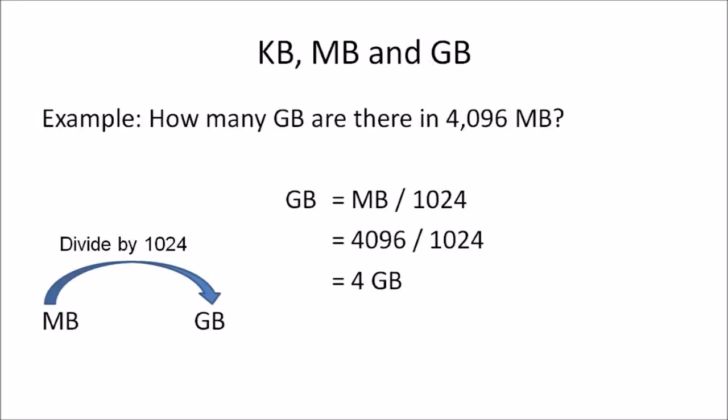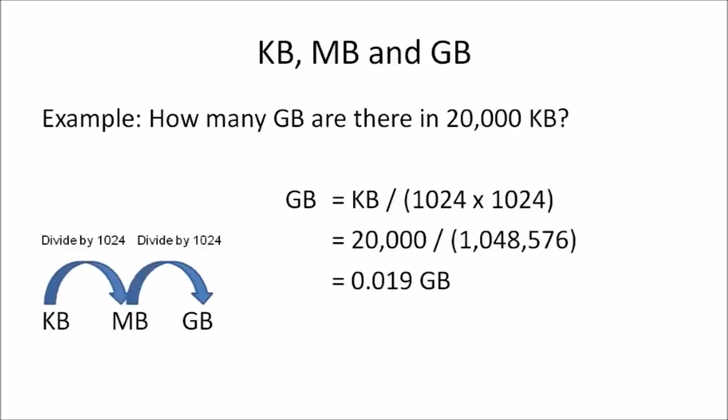In this example, how many gigabytes are there in 4096 megabytes, right? So we're converting megabytes to gigabytes. We need to divide by 1024. So the formula is gigabytes is equal to megabytes divided by 1024. So we substitute the amount, 4096 divided by 1024 will give us 4 gigabytes, right? So the answer is 4 gigabytes.